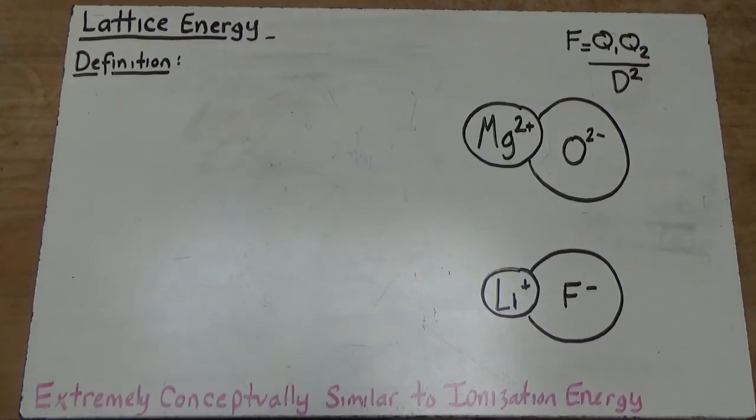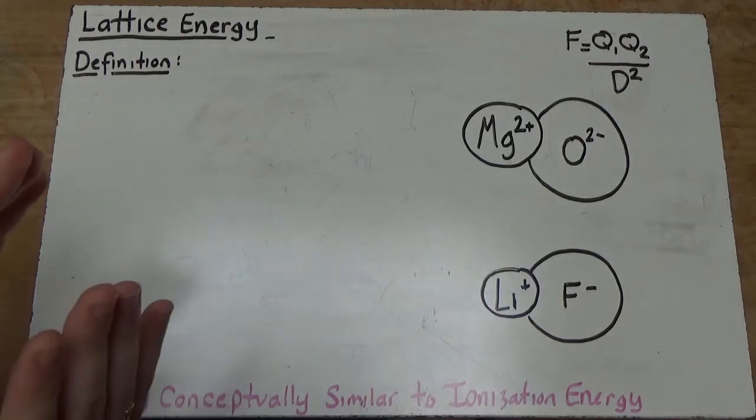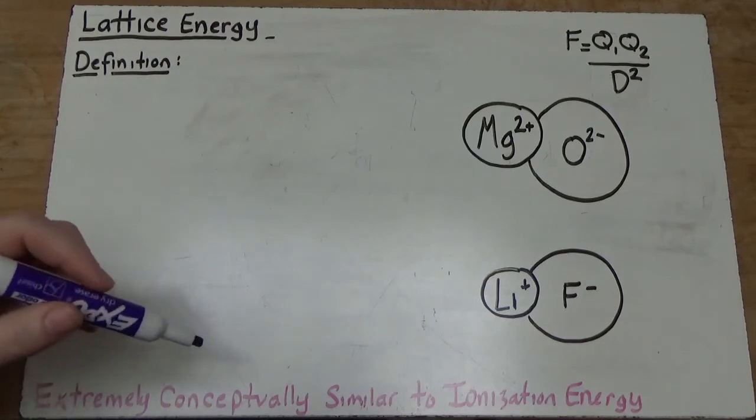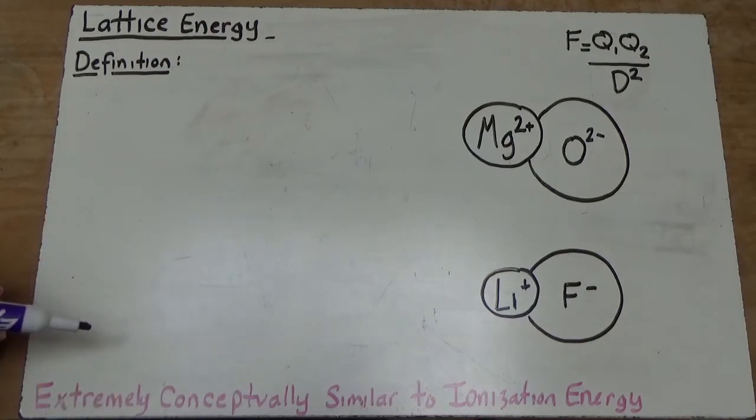In this video, we have our third part of Coulomb's law, where we're going to talk about its implications for lattice energy. First, we have to define lattice energy, but I want to put the warning out there that this is extremely conceptually similar to ionization energy, and students have been confused in the past, so make sure that you try to file these in separate parts of your mind.